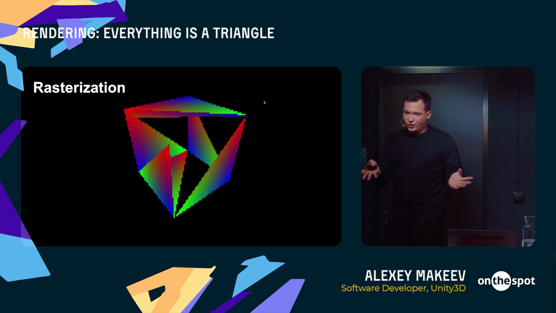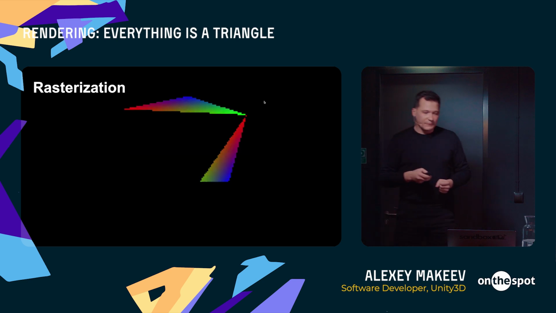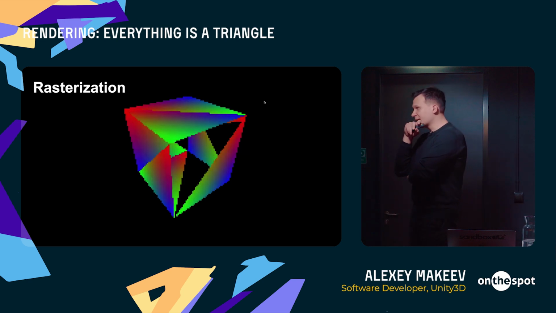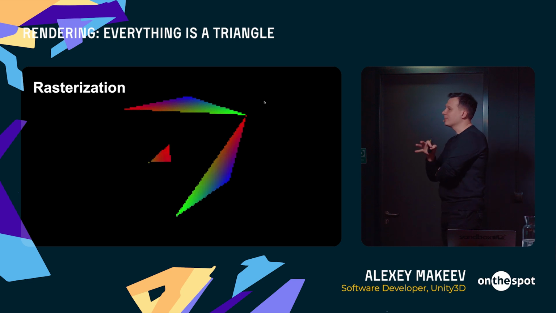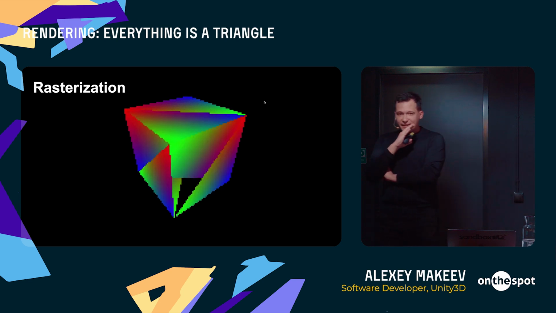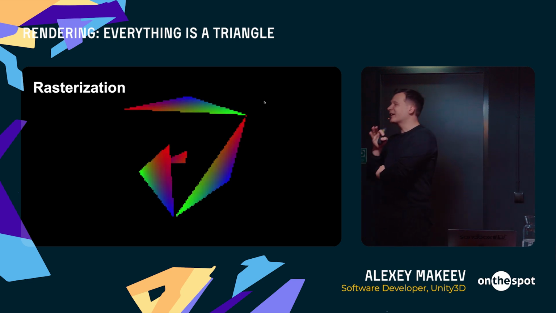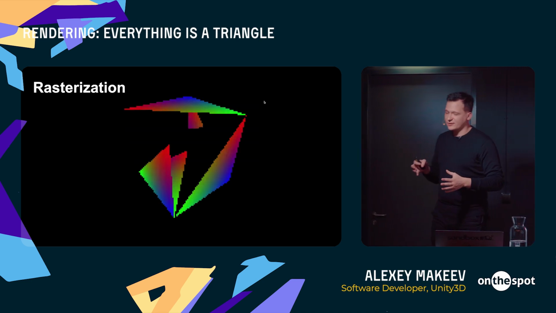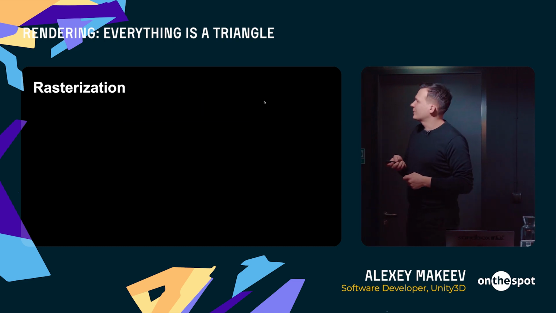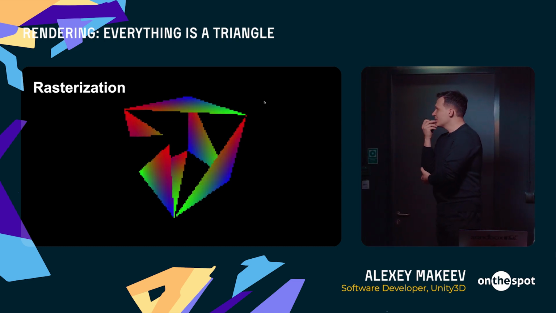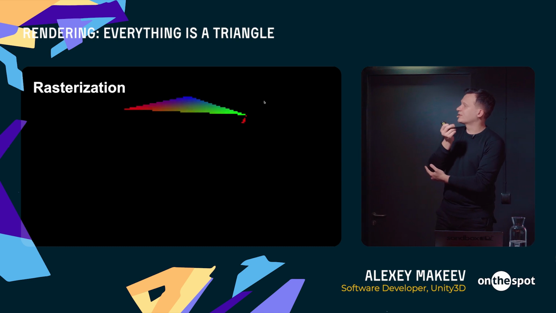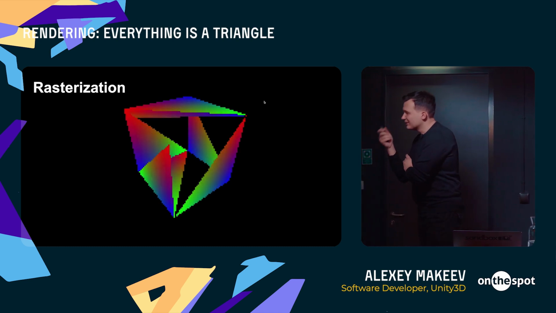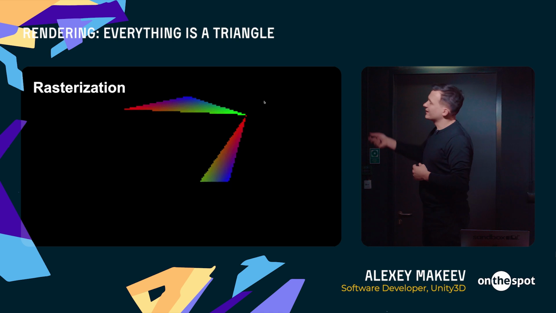Another approach here is, okay, let's grab all our objects one by one. Let's find a way to understand where exactly on the screen this object will occur. We will come up with the exact pixels this object will use, and then we will just color them all.